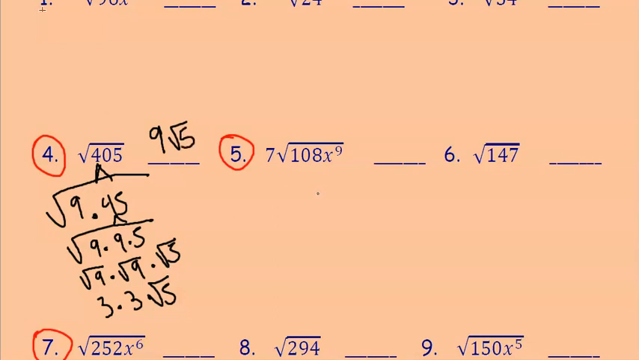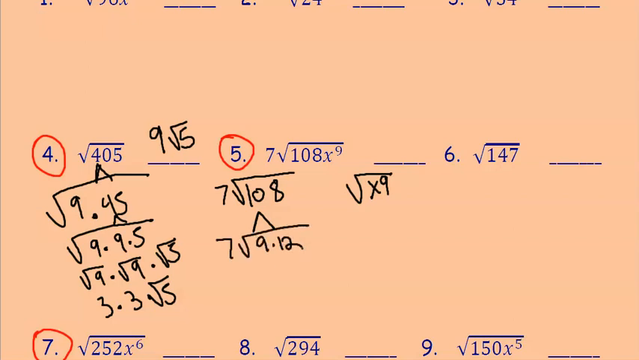Let's look at number 5. 7 times the square root of 108 x to the 9th power. So we have a number out front, and we have a number and a variable on the inside. So what you want to do is split them up. So we'll simplify the number first, 108. We know that 108 is 9 times 12. 12 can further be factored into 4 times 3.